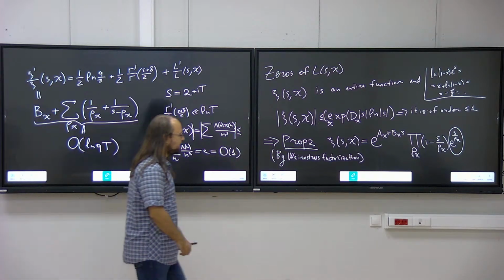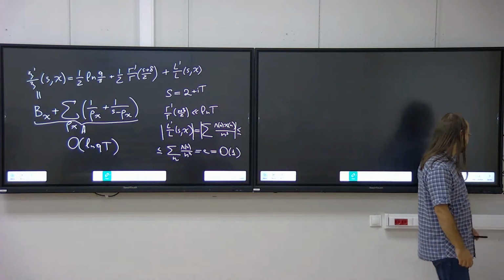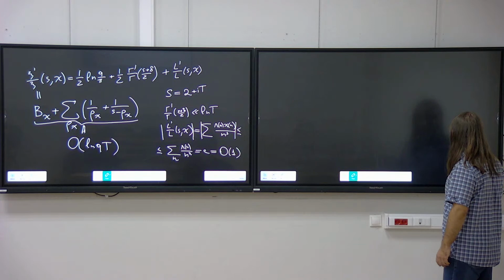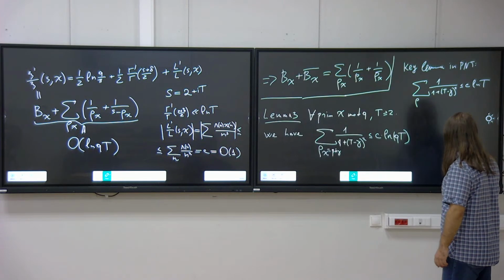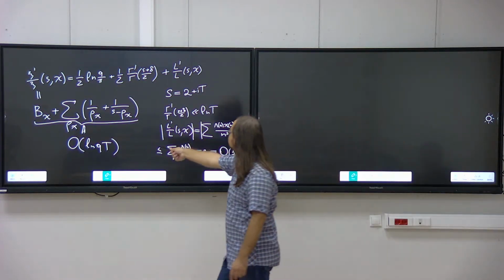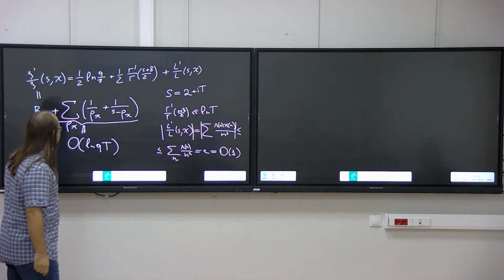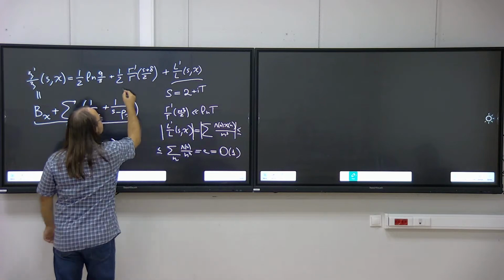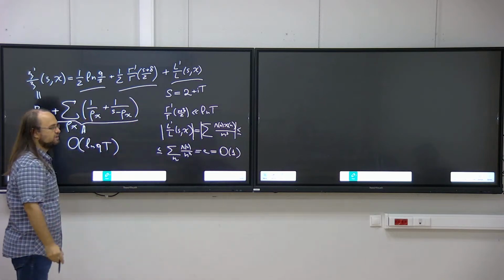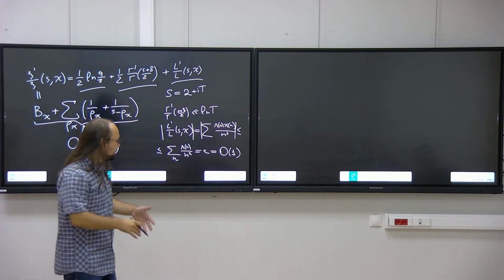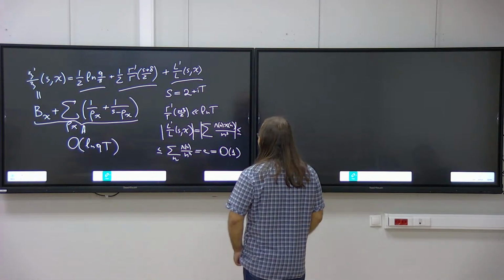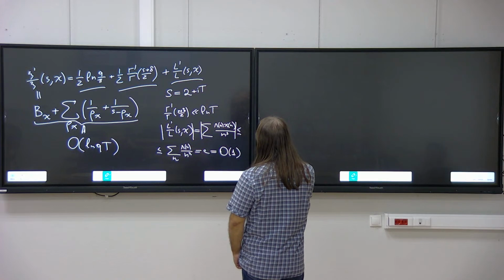Okay, now let us expand the sum. Once again, this sum is equal to this sum. This is big O of 1, this is big O of logarithm, this is big O of another logarithm. A combination of logarithms is the logarithm of a product. Okay, now what?